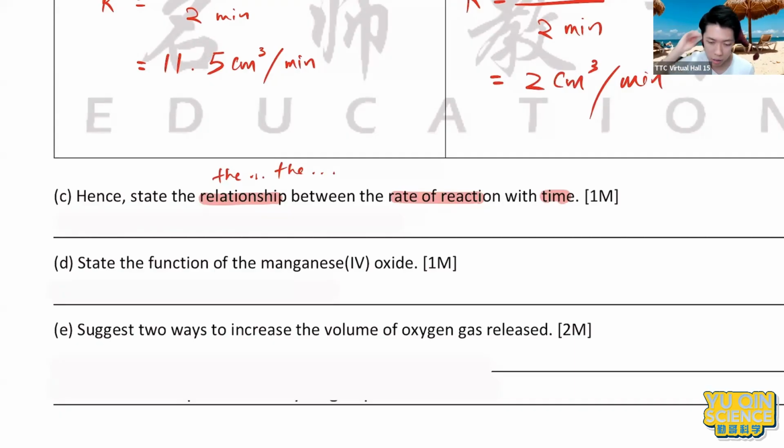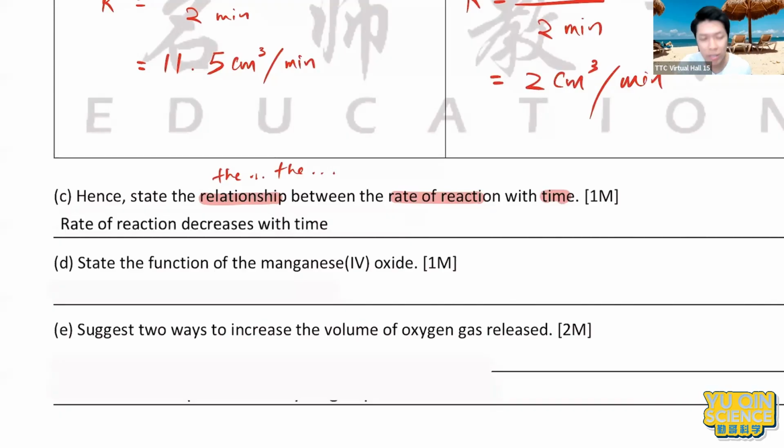If you want to do it the other way around, also can. The longer the time, the lower the rate of reaction. The rate of reaction decreases when time increases. The longer the time, the slower the rate of reaction. Correct. Jinwei, Sash, and Shuangqi, correct.